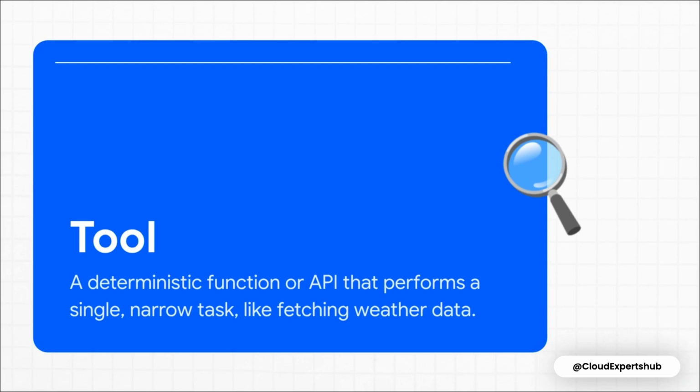It's what we call deterministic, which is just a fancy way of saying it doesn't think or guess. You give it an input, you get a predictable output. That's it. They're super lightweight, incredibly fast, and totally reliable.